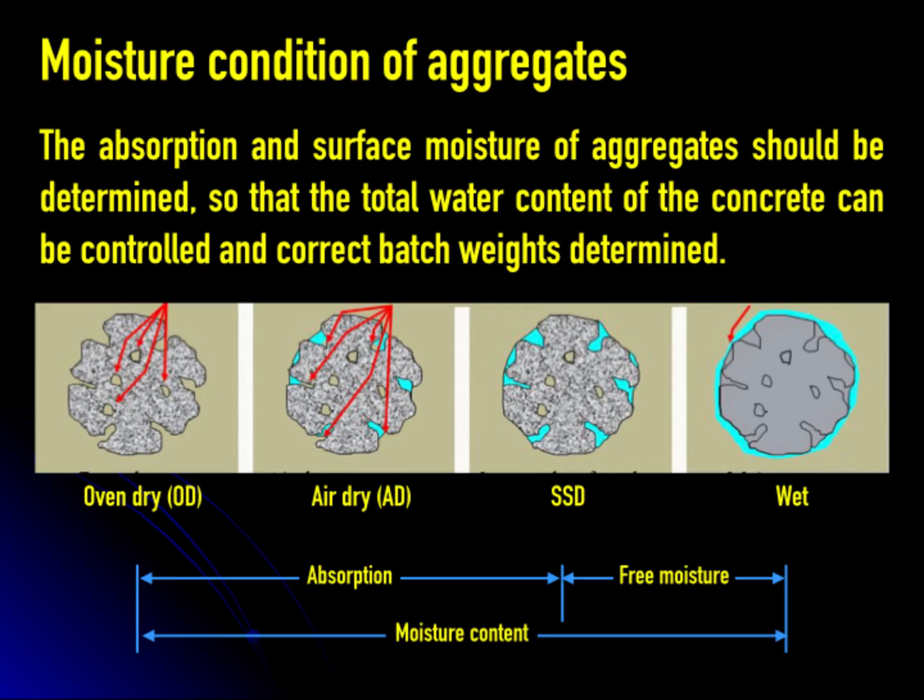This picture shows four conditions of aggregate. It starts from the oven dry condition, or zero moisture content in aggregate. Next is air dry condition, or some part of the void filled with water. Next is SSD condition. And the last one is wet condition, where the moisture content in aggregate is more than SSD and it contains excess water on the aggregate surface.